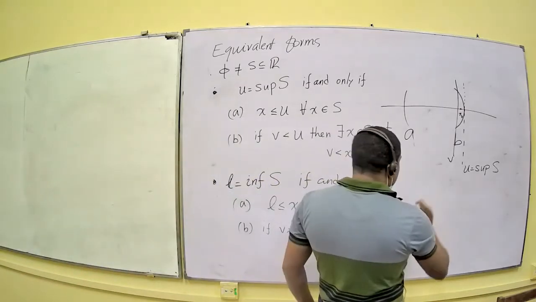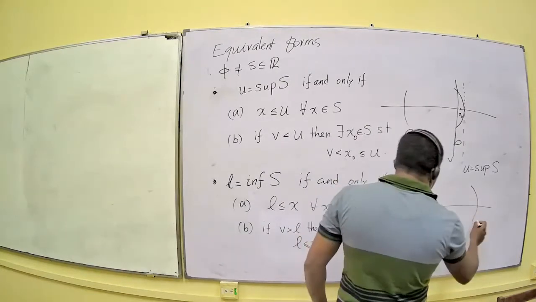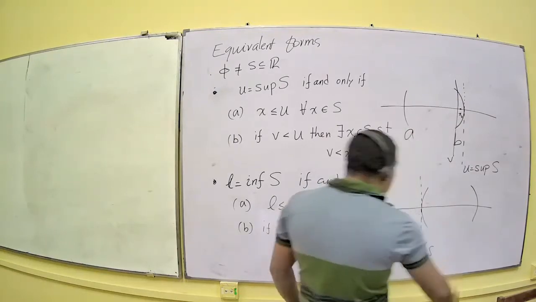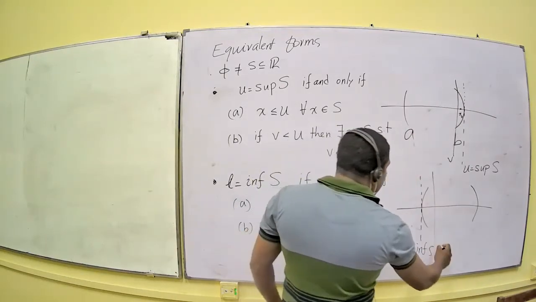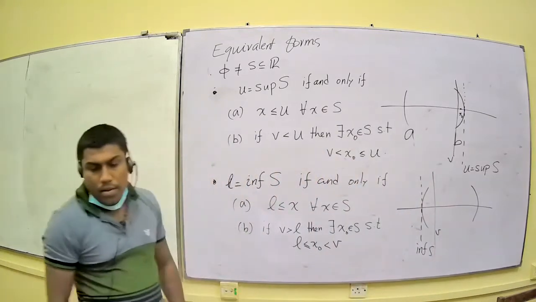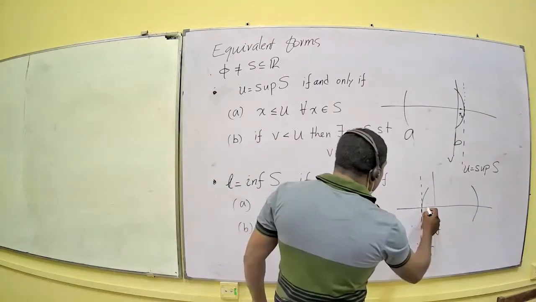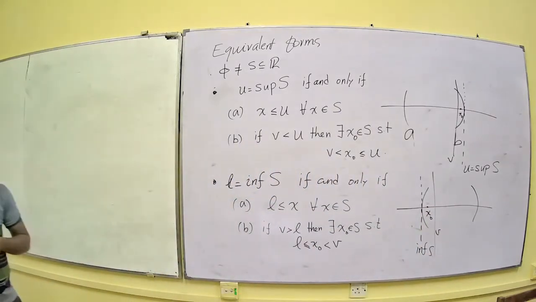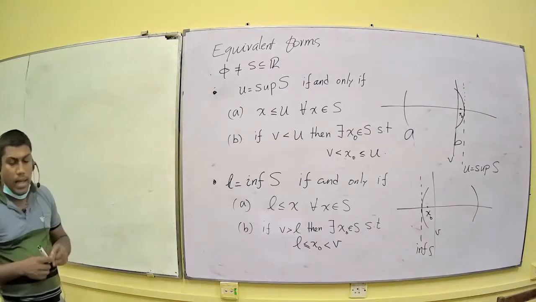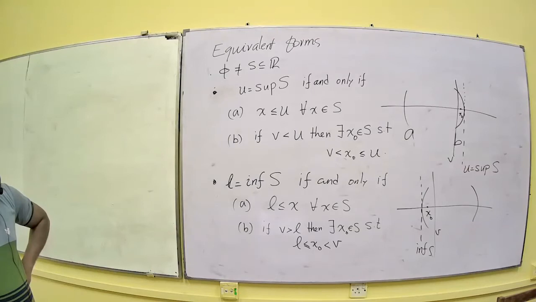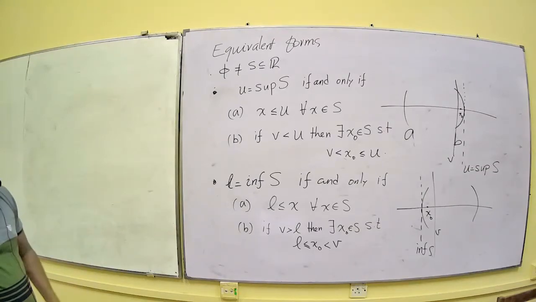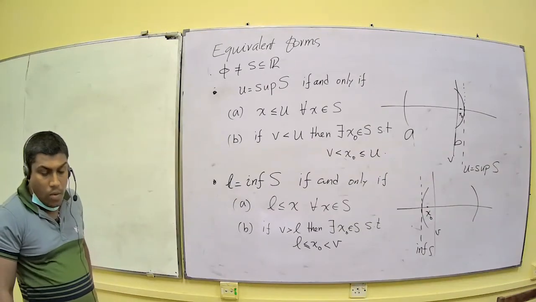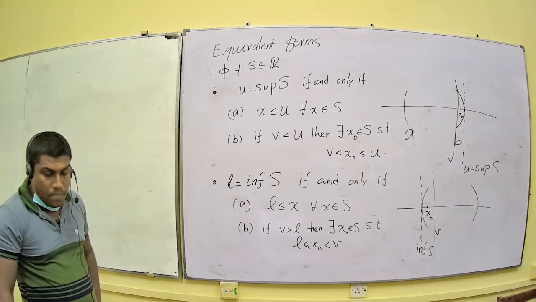So here again, the same thing. And so this should be your infimum of S. If you pick anything bigger than the infimum, you can see at least one element falls in between that bigger element and the infimum. Okay, so this is an alternative way of defining supremum and infimum as well. So this is how we define supremum and infimum.